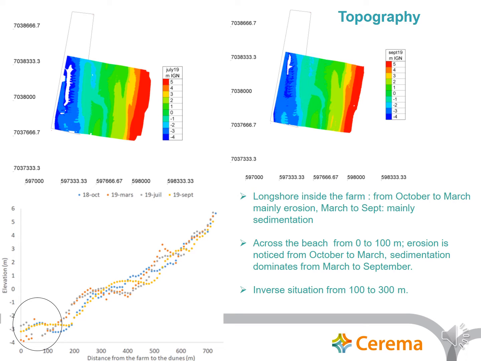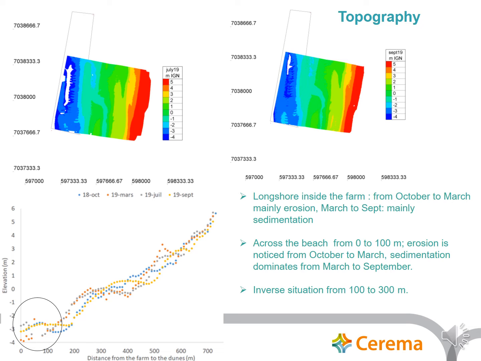Now I will present some results from the in-situ survey. On the top, we plot two topography surveys, one in July and one in September. From this dataset, we can extract some profiles, along-shore profiles or cross-shore profiles. The figure you can see on the left below is a cross-shore profile. The 0 corresponds to the location of the mussel farm, and then we move to the dune.